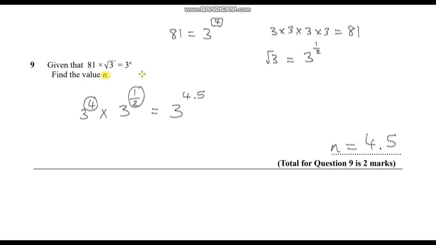So the key with these sort of questions is trying to make the bases the same. If you can make the bases the same, then you can apply your laws of indices to work out this number here.